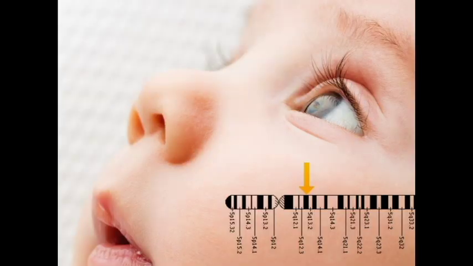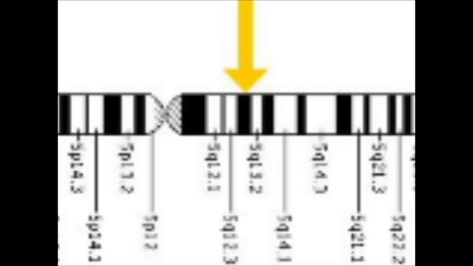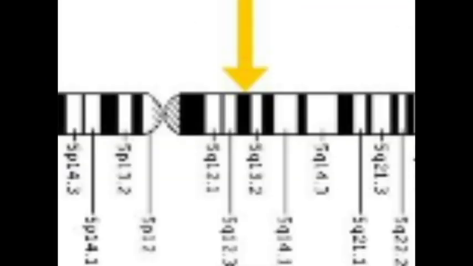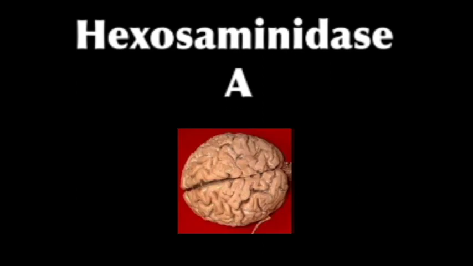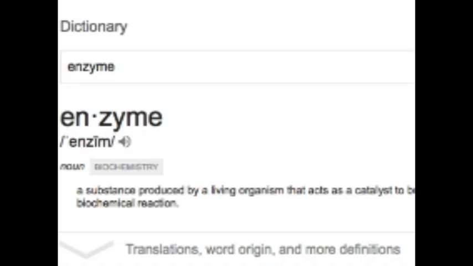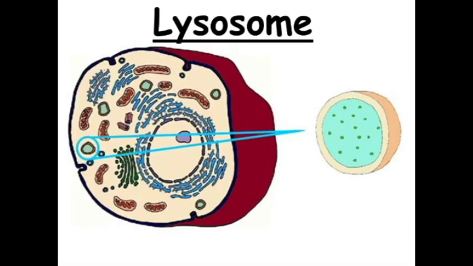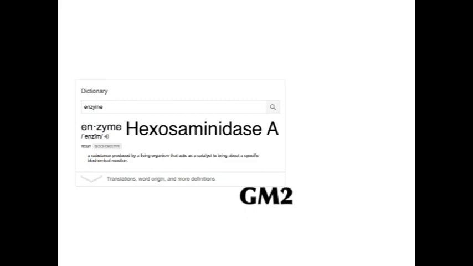Tay Sachs disease is caused by mutations in the hexa gene, which is located on the 15th chromosome. The hexa gene provides instructions for making part of an enzyme called hexosaminidase A, which plays a critical role in the brain and spinal cord. This enzyme is located in the lysosomes. Within the lysosomes, hexosaminidase A helps break down GM2.